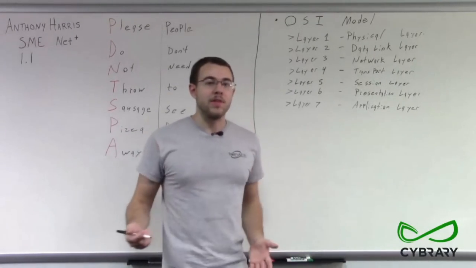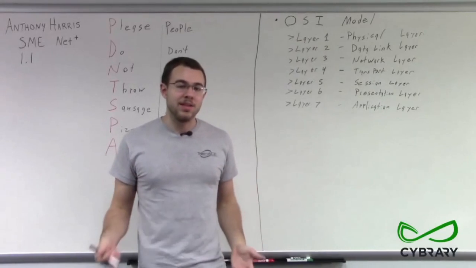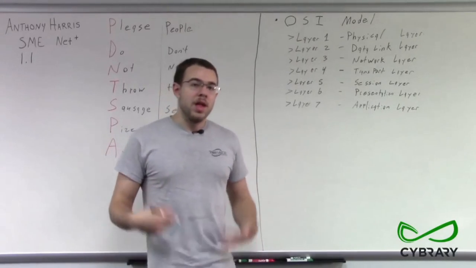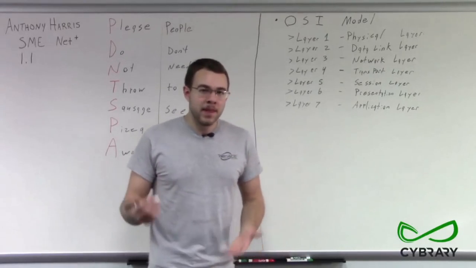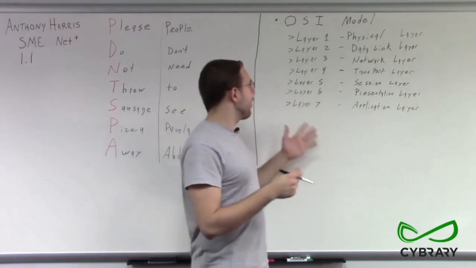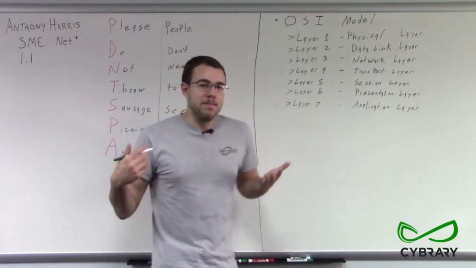So we want to take a look at these different layers. We want to be able to dive into our OSI model, and we want to understand what each of these layers mean and how to understand them. So what does the OSI model do for us? What does it really mean?